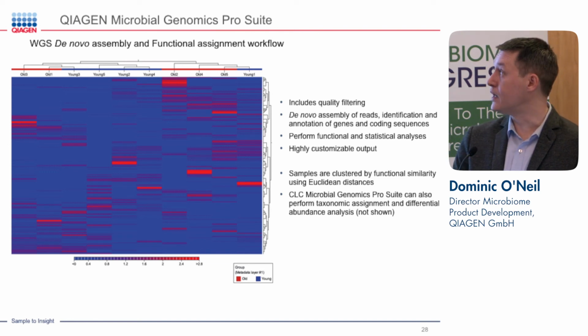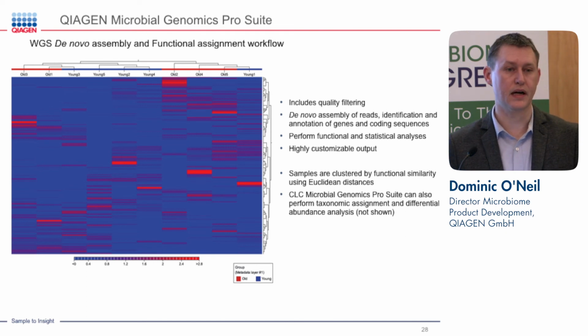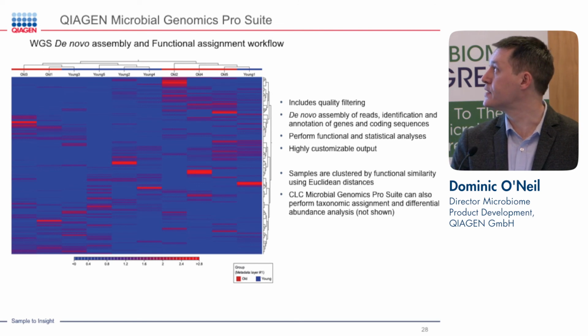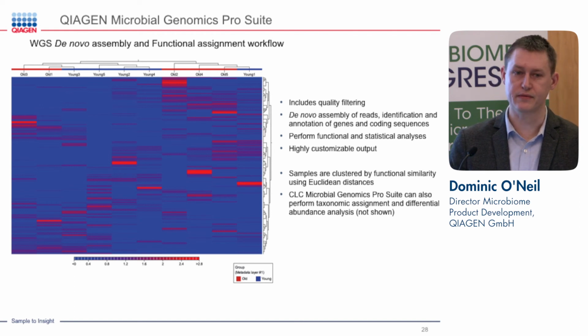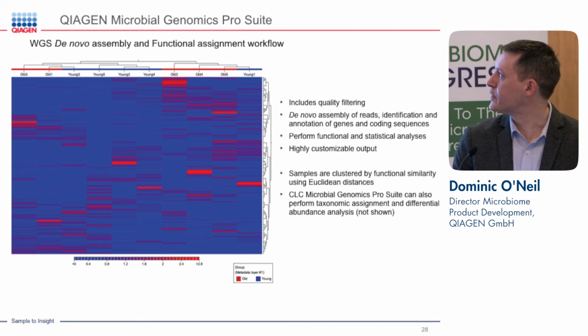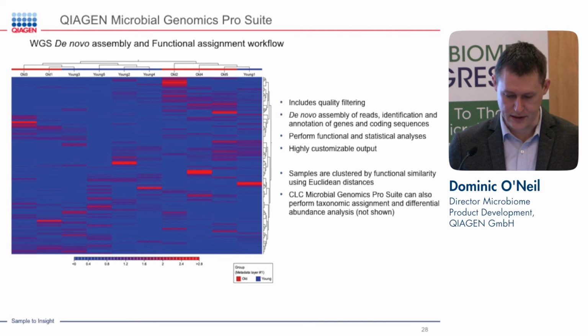You can do tree building as well from the functional assignment. We did that here as well. We see very similar results to what we got in our beta diversity, in that the old samples primarily cluster together. I believe this is our old young sample, which clusters with these other ones. And then here the young group clusters as well.